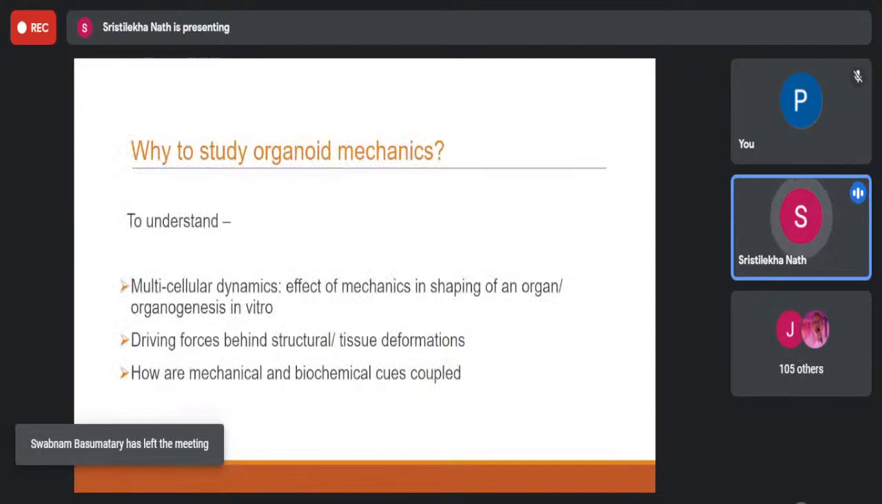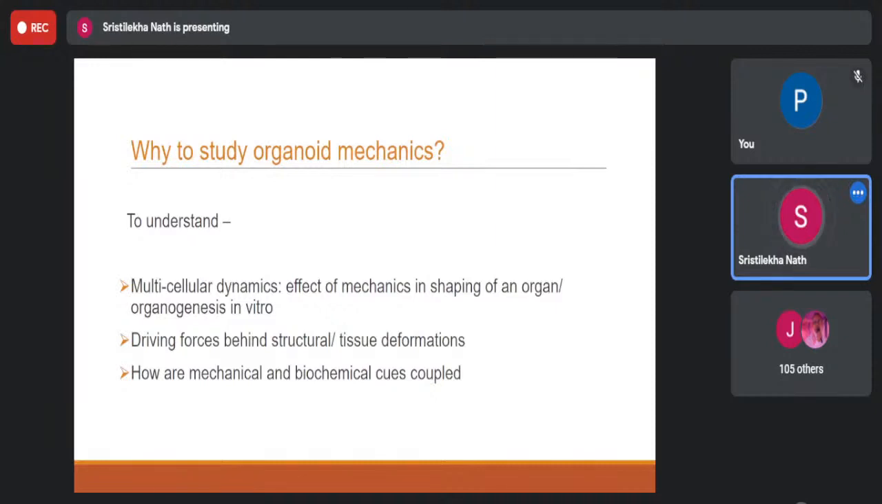Now I'll come to organoid mechanics. Why study organoid mechanics? As I have already said, our organ system is under constant dynamic situation. To understand those situations, we already know that there are some contributions of mechanics in organogenesis, but to better understand it, we need organoid mechanics for a clear picture.